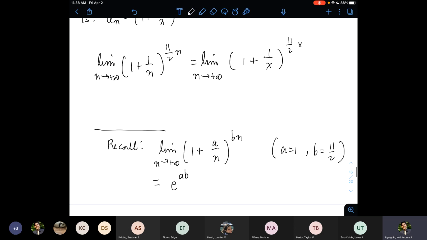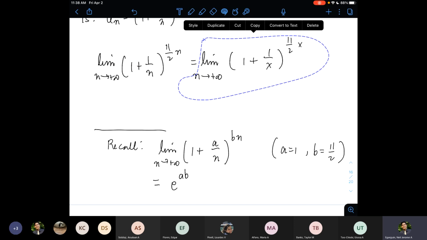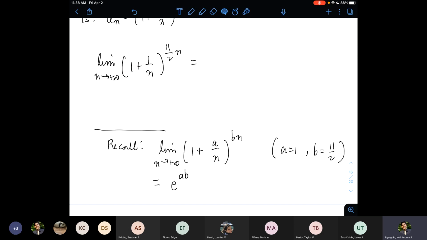So you don't even need to transform it into a real valued function because the formula gives us the limit right away. So here, I'll just use this formula. I'll have e raised to a times b, but we already knew that a is equal to 1, and b is 11 halves. So there we go. The limit of the sequence is e raised to 11 over 2.